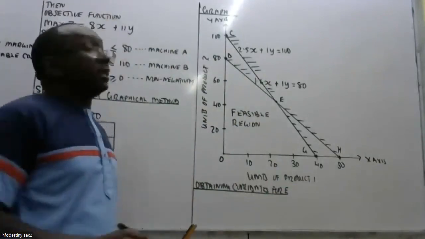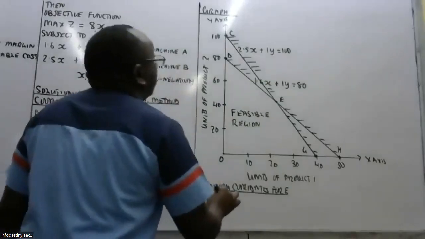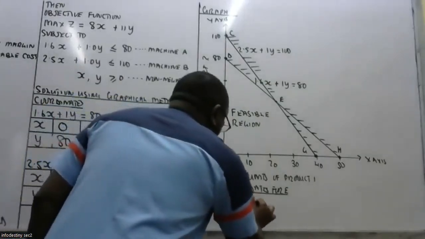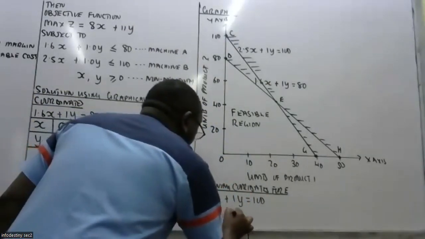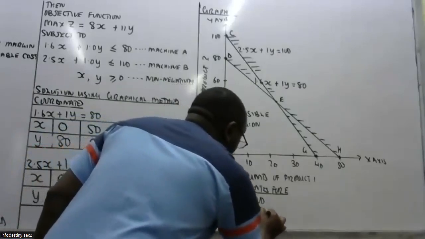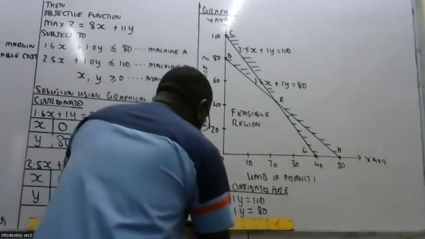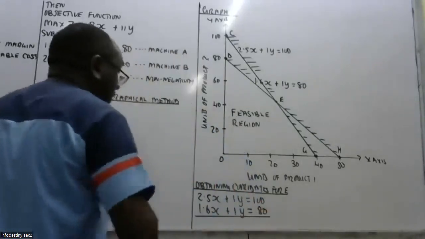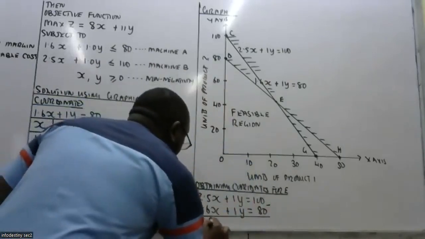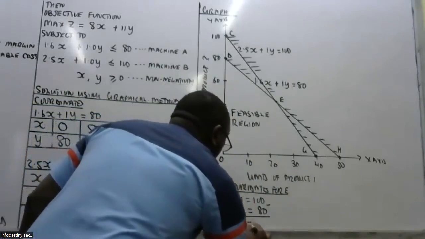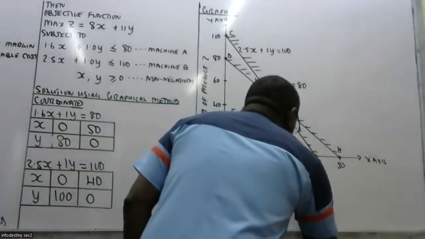The equations that make that corner: that is 2.5x plus 1y is 100, and then 1.6x plus 1y is 80. So now, when you subtract, this will be 0.9x is equal to 20. So solve and tell me, x is what?